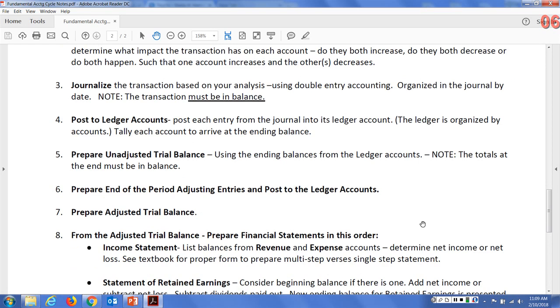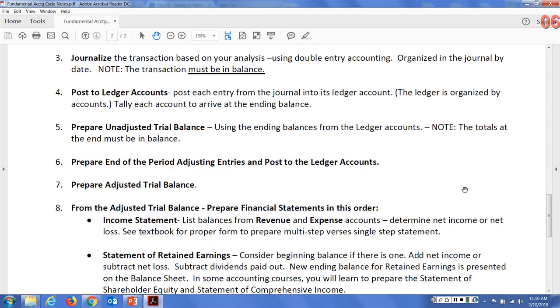You're bringing in all of those balances from the ledger accounts, and notice it must be in balance. If it is out of balance, you've got to go back to the drawing board. Sometimes you've got to track all the way back to your journal to see if you journalized something incorrectly. If you are in balance with your unadjusted trial balance, then you go forward and prepare your end of the period adjusting entries and post to the ledger accounts.